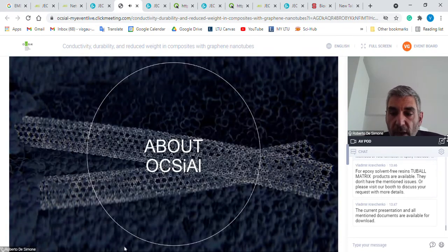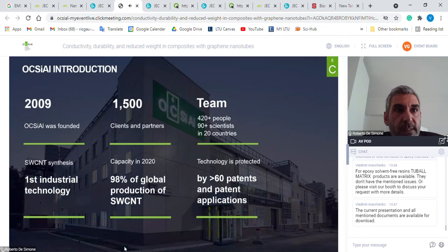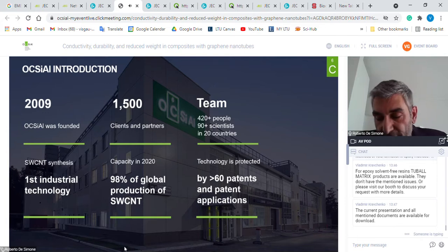A couple of words about our company. OCSiAl was founded in 2009. Currently, we have more or less 450 employees and more than 1,500 customers all over the world, I would say. We are the first company to develop an industrial production system for single-wall carbon nanotubes, or graphene nanotubes, just one sheet of graphene.